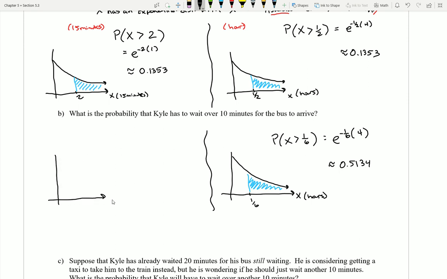Notice I could work with things on the other side. That's not a problem. I just have x being measured still in these 15-minute chunks, and so I would need to be working with 2/3, because 10 minutes is 2/3 of 15. So here I would have the probability that x is greater than 2/3. That would be e to the negative 2/3 times, remember, the value of 1. Notice again, this exponent and this exponent are going to end up identical, which means, of course, I'm going to end up with the exact same answer.